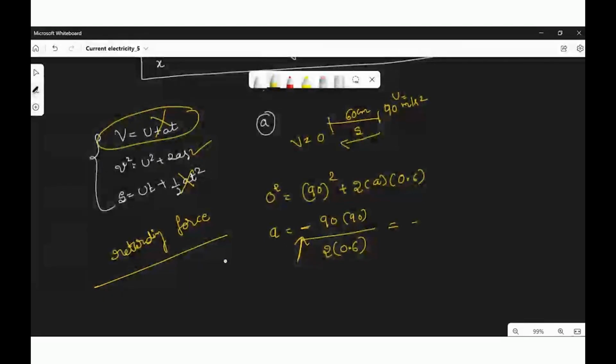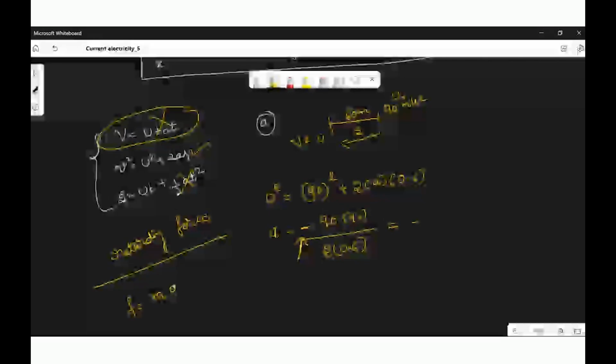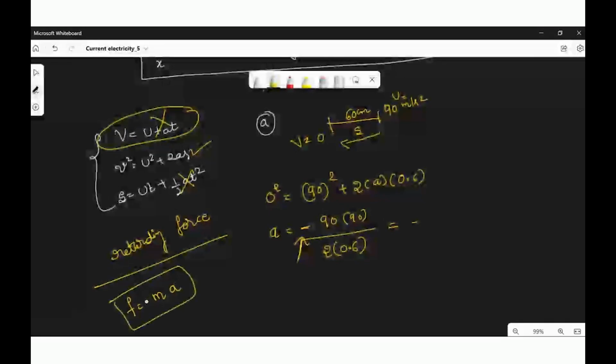And if you want force now, what you should do? Multiply by mass into acceleration. You can put a minus sign which will just tell you it's a retardation, or a retarding force. Nothing to worry about that. If they are asking you magnitude, you can ignore that negative sign over there. Understood? Yes. So the next question, tell me.